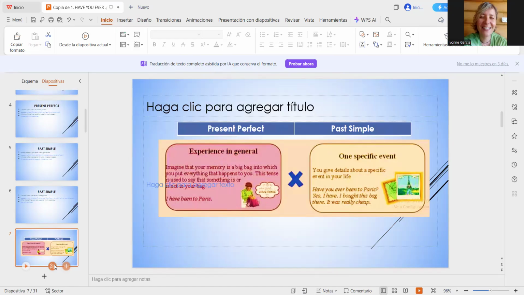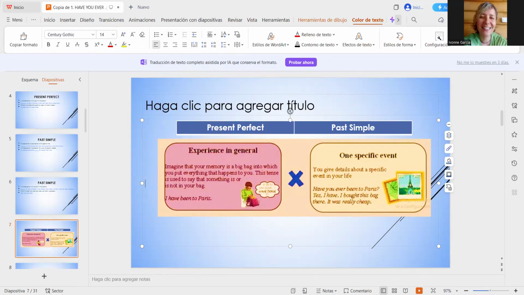Here we have a chart. In this chart, you find the present perfect and the past simple. So let's see. For instance, experience in general. Imagine that your memory is a big bag into which you put everything that happens to you. This tense is used to say that something is or is not in your bag. I have been to parties. This is the present perfect.